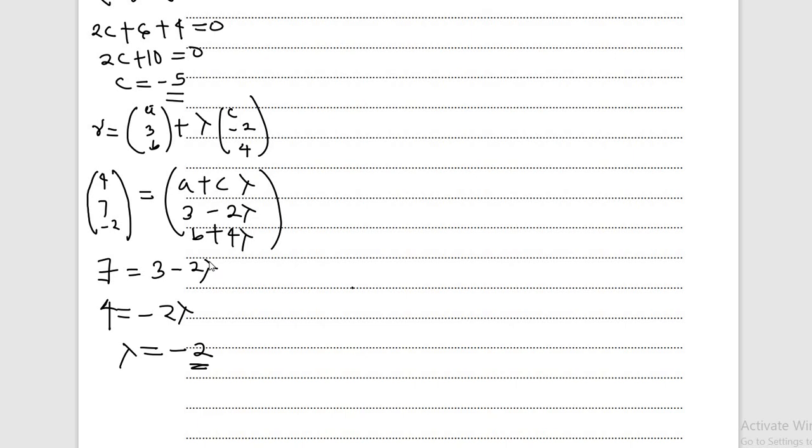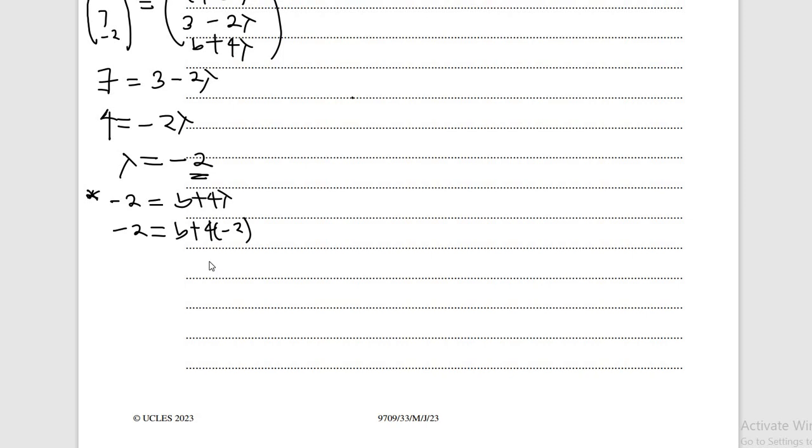So if lambda is minus 2, I think we can get B then. B is in the third column. That is minus 2 equal to B plus 4 lambda. So minus 2 equal to B plus 4 times minus 2. So from here we have minus 2 plus 8 equal to B. So B here is equal to 6.